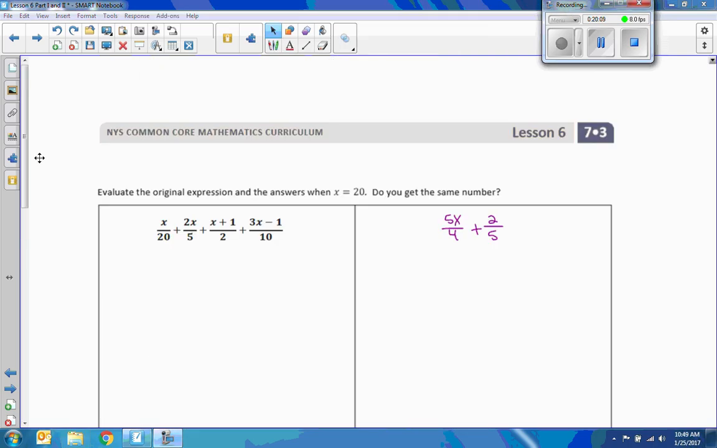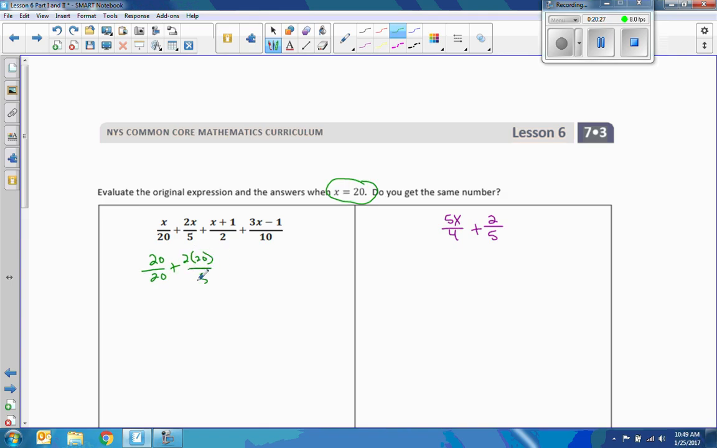Okay, on this page it's telling us to evaluate the original expression, which I have brought in right here, and then the answer we got, and to see if it's true. So we want to plug in x equals 20. So if I do that, I'm going to have 20 over 20 plus 2 times 20 over 5 plus 20 plus 1 over 2 plus 3 times 20 minus 1 over 10. Okay, so I just put the 20 in for all these x's. Over here it's going to be 5 times 20 over 4 plus 2 over 5. 20 over 20 is 1 plus 40 over 5.